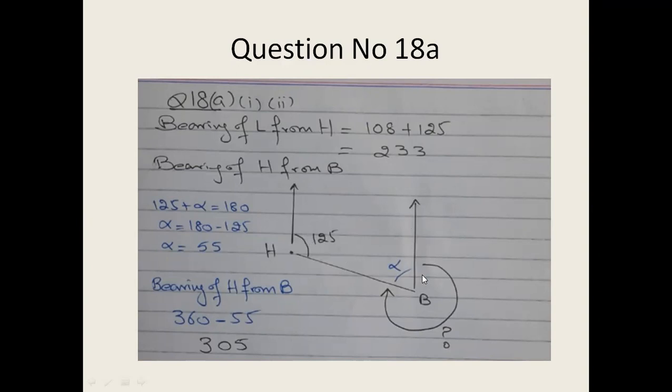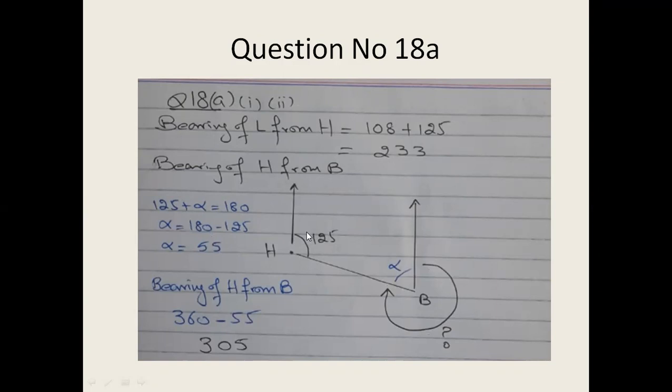If this angle is 125, this angle alpha will be the allied angle of the 125, so their sum will be 180. So 125 plus alpha equals 180. So alpha will be 180 minus 125, and alpha will be 55. The bearing of the H from the B will be this angle, and if I know this alpha, I can find this angle, and that will be 360 minus alpha. So 360 minus 55, and that will be 305. So this angle will be 305.